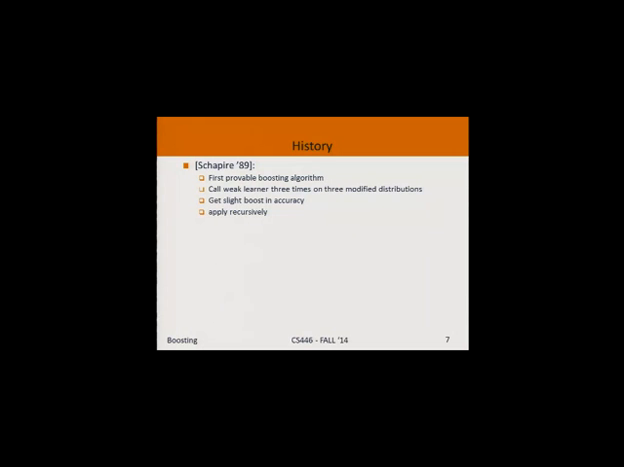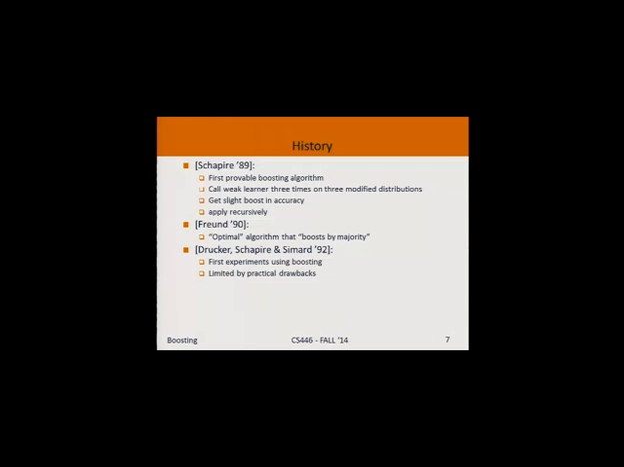And he shows that you can get a slight boost in accuracy, and then you can apply this recursively to boost the epsilon from bounded away from a half to any epsilon that you want. A year later, Yoav Freund gave a different boosting algorithm that was called boosting by majority.